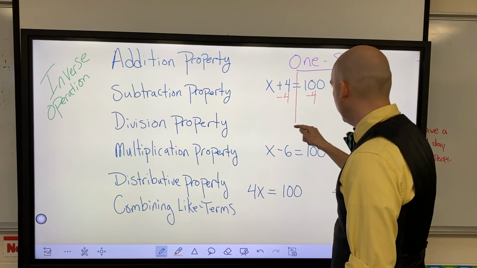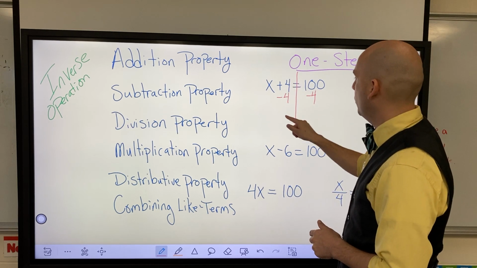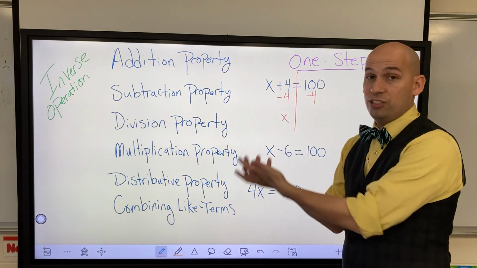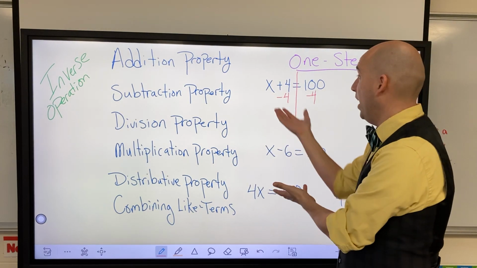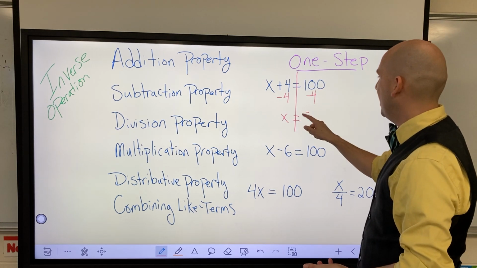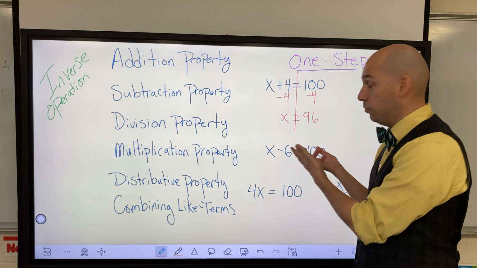If you would like to draw your little fence or line, that's fine. 4 minus 4 is 0, so that leaves me with x by itself. I don't write the 0. We just understand that that's 0, and x plus 0 is just x. 100 minus 4 is 96. So that means the variable that I was solving for represents 96.